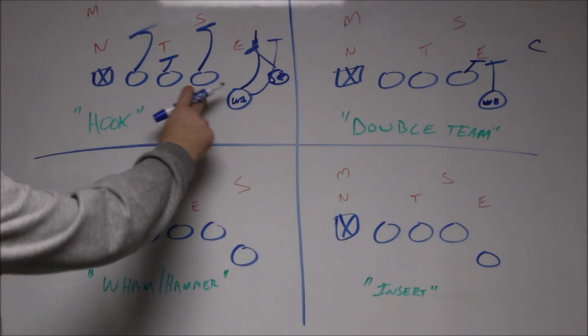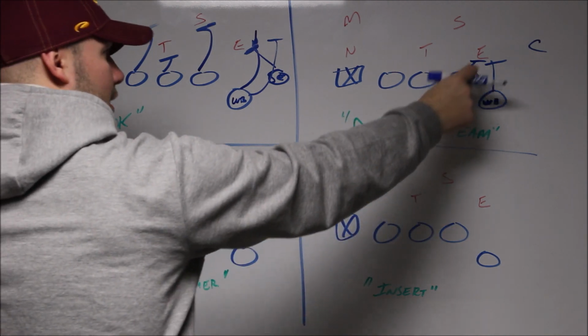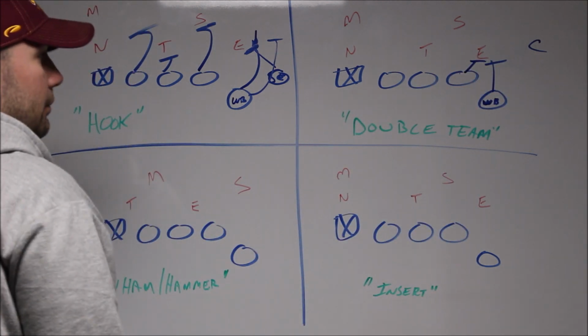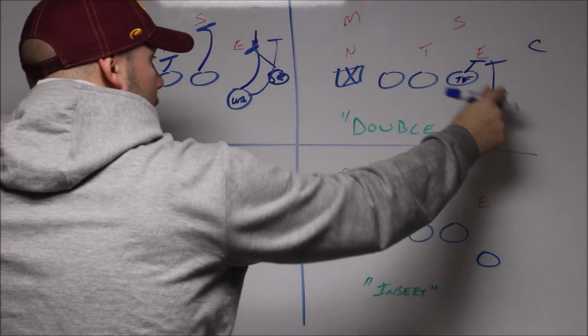Whereas on the hook, the tight end could be on this side, we'll still hook. But the double team we'll only run to the tight end and wingback side. But yeah, if this kid's tough to block, double team him.